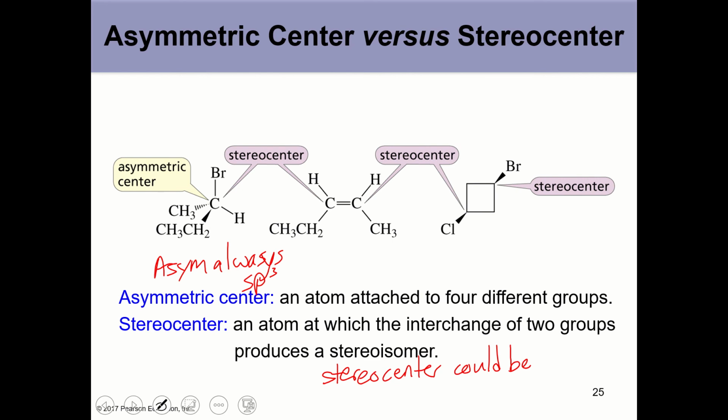So, for example, a methyl group at the end of this molecule is an sp3 carbon, but it is not attached to four different groups, so it is not an asymmetric center. A stereocenter could be either an sp3 or an sp2 carbon, but only sp3 carbons that are asymmetric centers are stereocenters, and only sp2 carbons that are part of a cis-trans or EZ double bond are stereocenters.